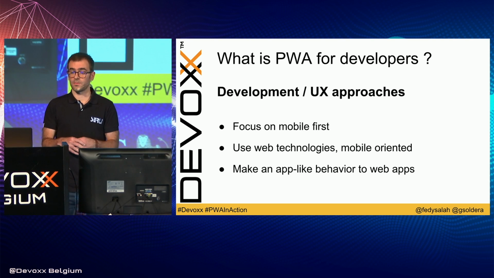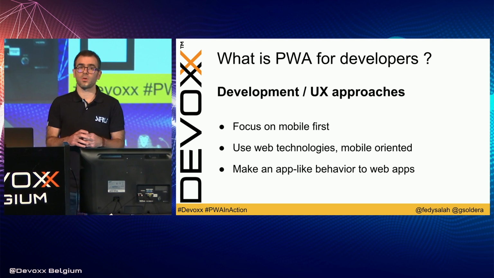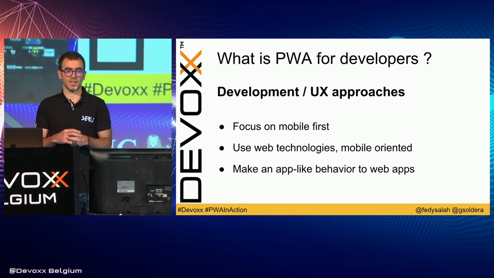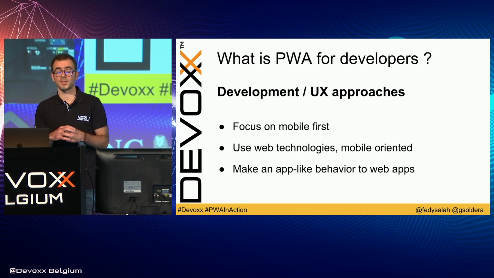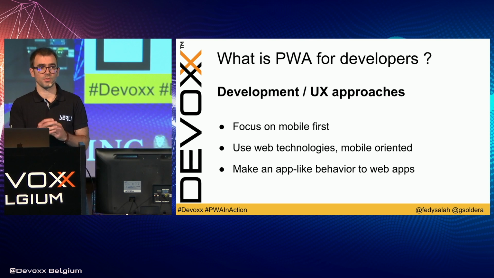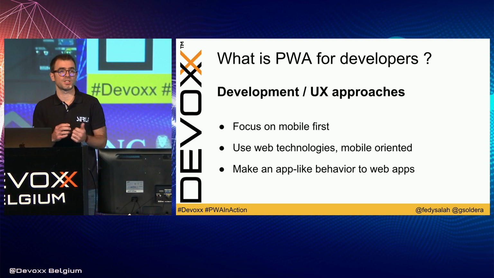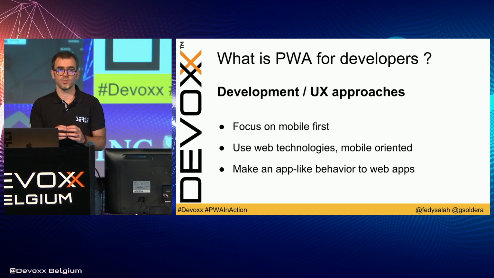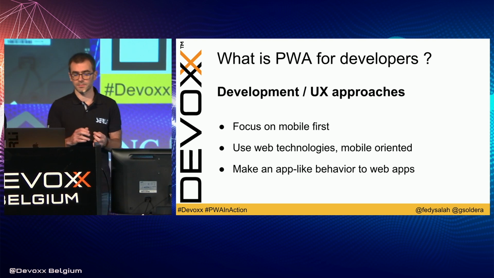For developers and for us, a progressive web app is not only a service worker. It's a big part of it, it's true, and we'll see later in this talk. But it's two development and UX approaches. You must be mobile first focused at each step of your build. You use web technologies such as HTML, JavaScript and CSS, but always mobile oriented. You use technologies to have an app with app-like behavior.